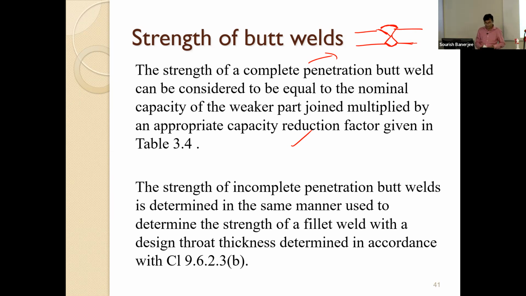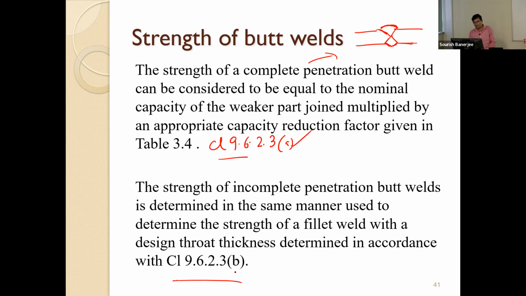Now, this is an important statement we have made, but looking at the standard, it says when you have the complete penetration butt weld, then the design throat thickness for a complete penetration butt weld shall be the size of the weld. That means whatever size of the weld you are using, that is your design throat thickness. That is from clause 9.6.2.3a. So that's the clause.